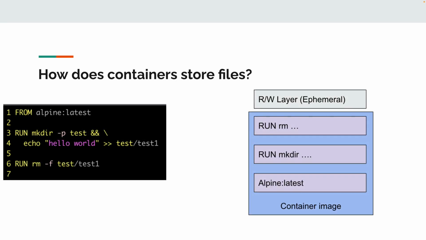Anyway, so take that for example. I have this very, very basic container image, but it does something more interesting than you think. I'm loading that from one container called Alpine, and then on line number 3, I'm creating one layer which creates a folder and creates a file called test1, which contains the content hello world. And on line 6, I'm creating yet another layer which deletes that file.